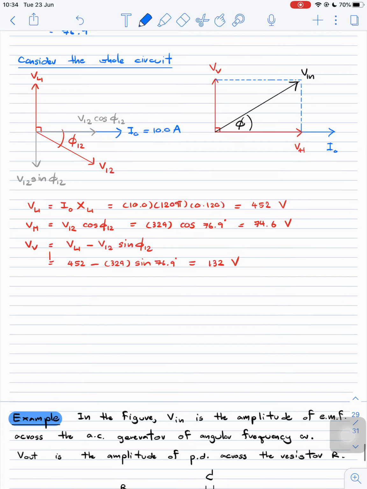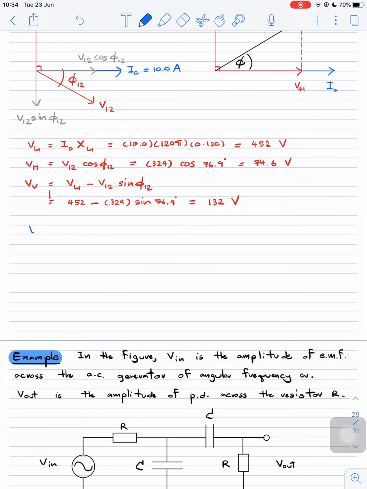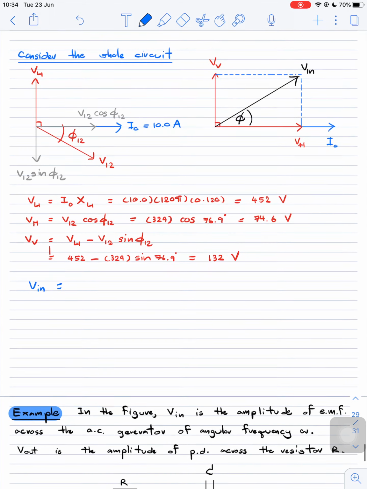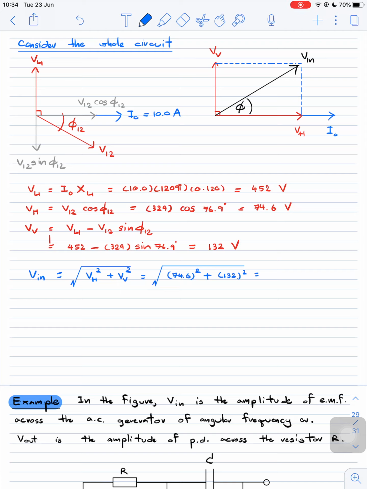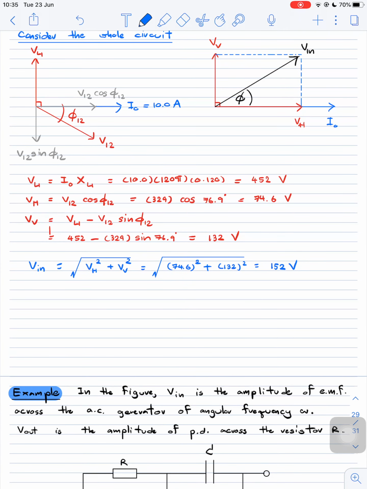The V_in here is going to be equal to, from the Pythagorean theorem, the square root of V_H squared plus V_V squared, equal to the square root of 24.6 squared plus 132 squared, and then square root. So finally we get that V_in is equal to 152 volts. This is what we get.